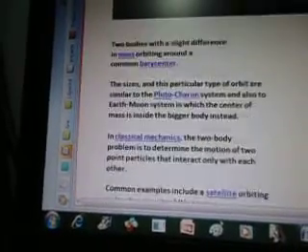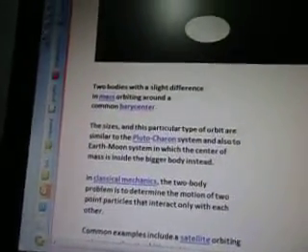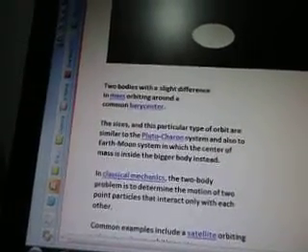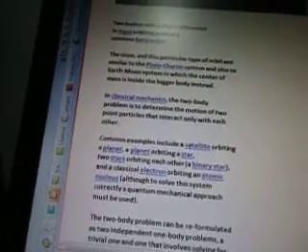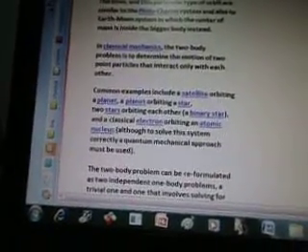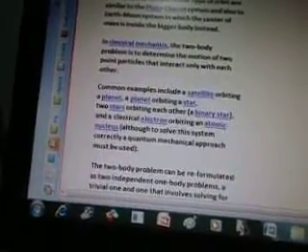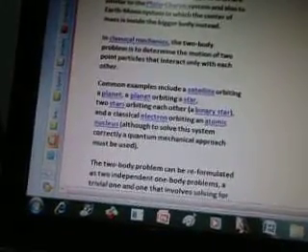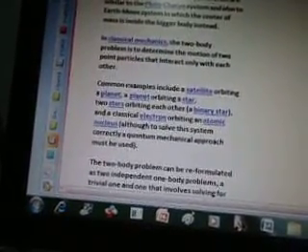The sizes in this particular type of orbit are similar to the Pluto-Charon system, and also to the Earth-Moon system, in which the center of mass is inside the bigger body instead. In classical mechanics, the two-body problem is to determine the motion of two point particles that interact only with each other. Common examples include a satellite orbiting a planet, a planet orbiting a star, two stars orbiting each other, a binary star, and a classical electron orbiting an atomic nucleus, although to solve this system correctly, a quantum mechanical approach must be used.